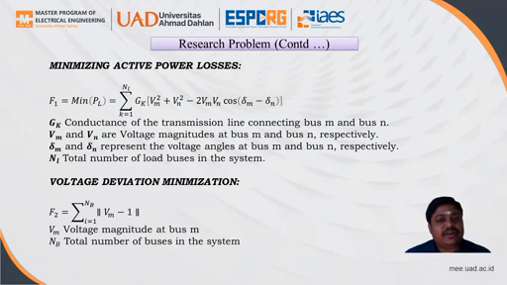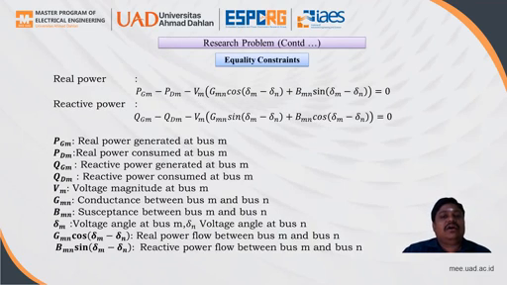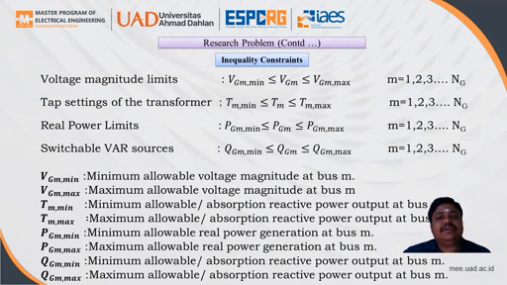This is the power loss minimization equation and the voltage deviation minimization equation. These are the equality constraints, the real power equation and reactive power equation, and these are the inequality constraints. In the inequality constraints: voltage magnitude limits, tap settings of the transformer, real power limitations, and suitable VAR sources. The values are adjusted between the minimum and maximum limits.